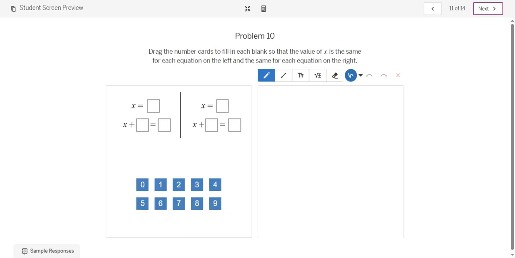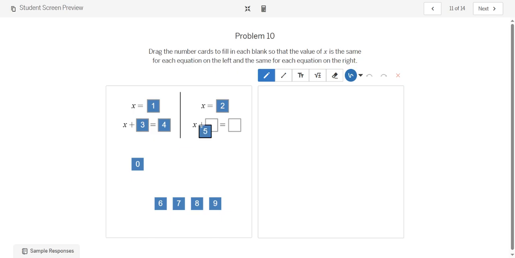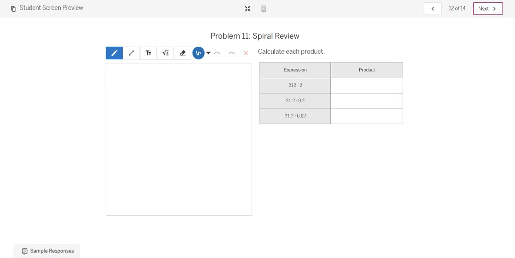Okay, if I put in a 0, oh no, because then that number is going to equal that number. How about a 1? And then I don't want to do the smallest of numbers, but like x plus 3 is going to equal 4, because 1 plus 3 equals 4. Then I'm going to use 2. I could do 2 plus 5 equals 7. That works. And so check. Next.